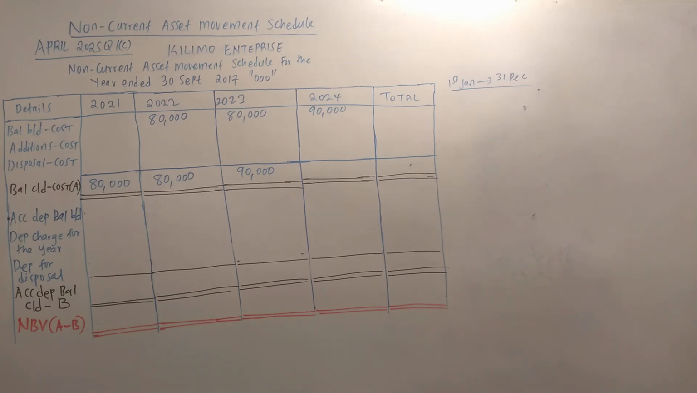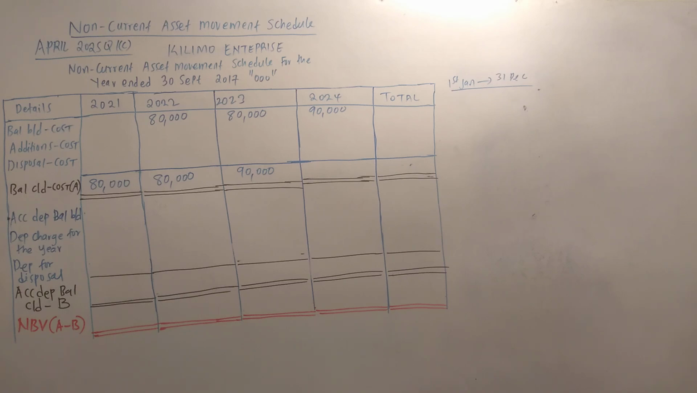Now, in 2024, we do not have any information, and therefore that's what we shall compute on our own. Now, having said that, we can go to the next item. That will be additions. So let's go to the additions.